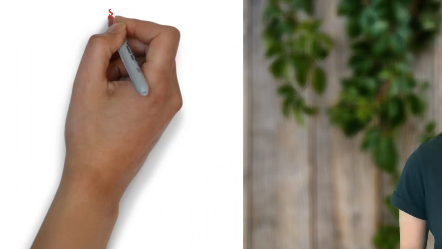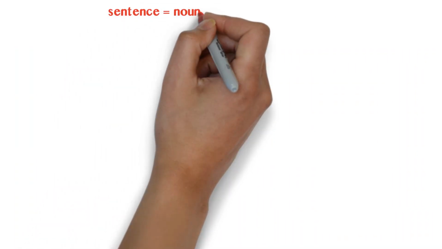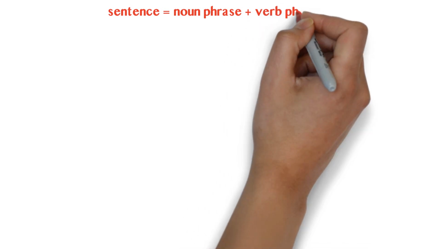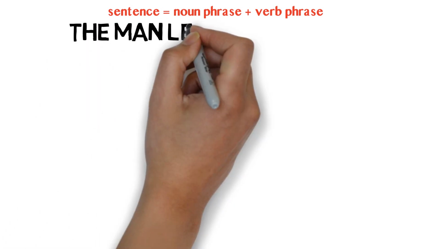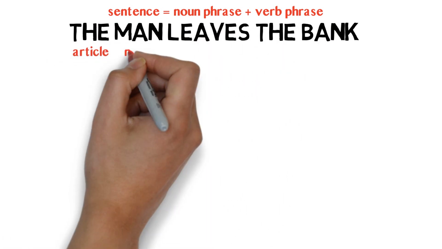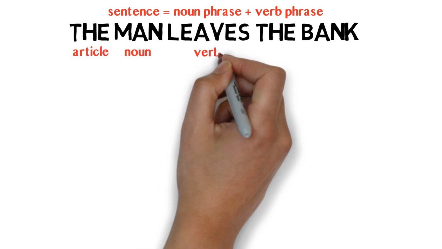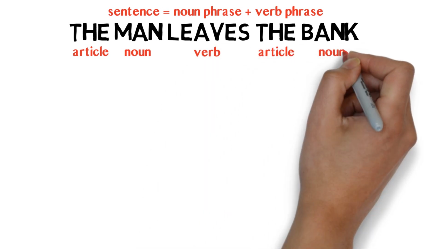Well, let's dive in. Every day, we each say hundreds of sentences and talk to many different people. And in school, we all learned about the parts of a sentence and which type of words come together to create a sentence that makes sense. We know that a sentence is ultimately made up of a noun phrase and a verb phrase, but we can break the noun and verb phrases up into individual parts of speech. For example, in the sentence, "The man leaves the bank," the is an article, man is a noun, leaves is a verb, the is an article, and bank is a noun.